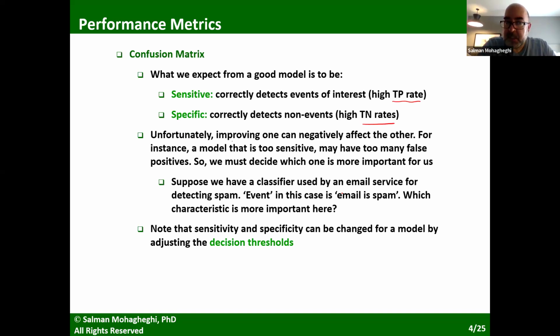Here's the problem. If we want to improve one of these categories, the other category most likely is going to worsen. I'll give you an example. Let's say I have a classifier that is used in an email service. Its job is, whenever an email comes in, to detect whether it's spam or not spam. So in this case, let's say the event is the incoming email is spam.